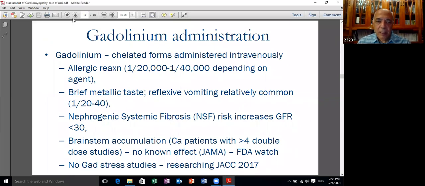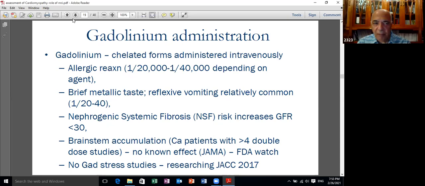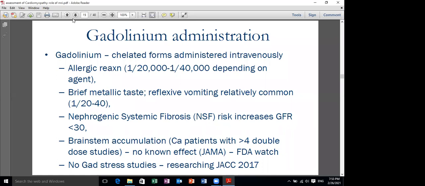Now, gadolinium actually is administered in the form of a chelated compound. And the reason we inject gadolinium as a chelated compound, not as a free gadolinium, is to avoid toxicity. When it's given in a chelated compound, it evades the tissues and circulates in the blood and the capillaries.